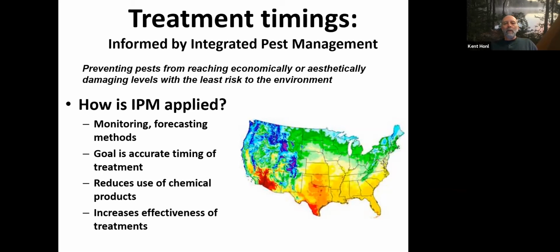And how we do that with IPM is things that I'll go into, like monitoring and forecasting methods, and the goal is accurate timing of treatment, because what you end up with then is a reduced use of chemical products. If you don't spray every 3 weeks all summer when you don't need to, it saves you money for one thing, and it's a lot less chemical load in the environment, and you have more effectiveness of the treatments. If you're hitting the pest or disease at just the optimal time, that's what we should be doing.